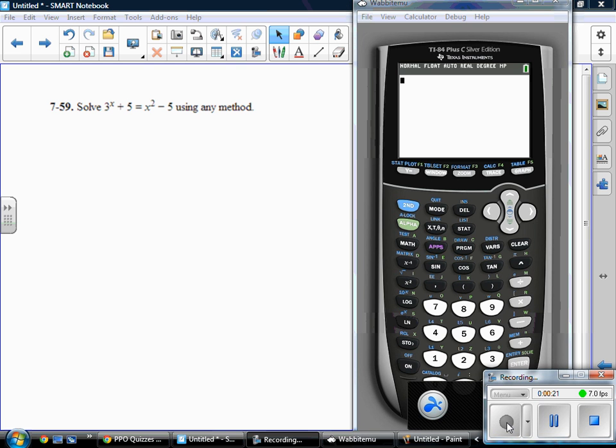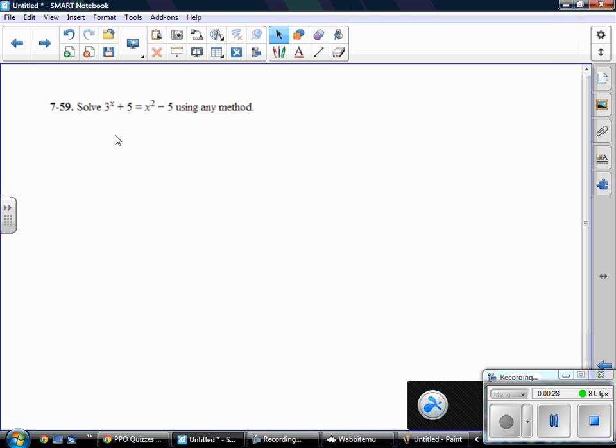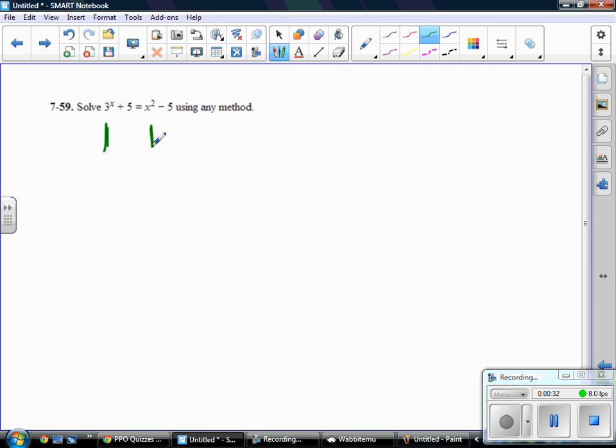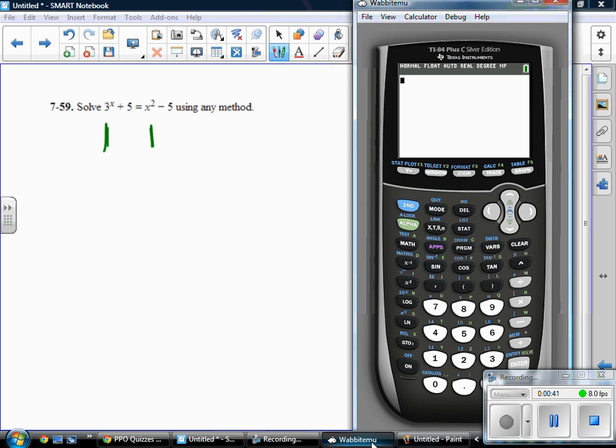So we've talked about solving something algebraically before. Now this one I have an exponential value, and I have something to the squared. So those are two different types of functions, so that might be a challenge to try to solve this algebraically. So let's go ahead and graph them.